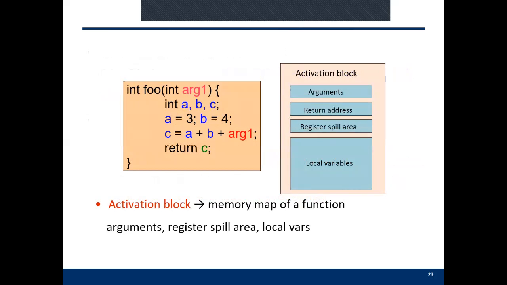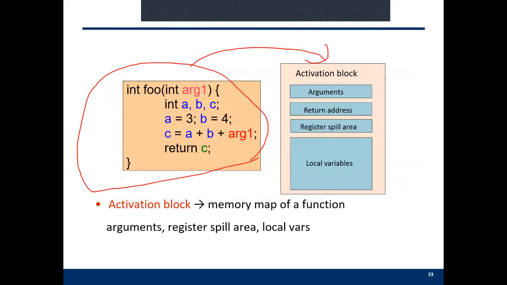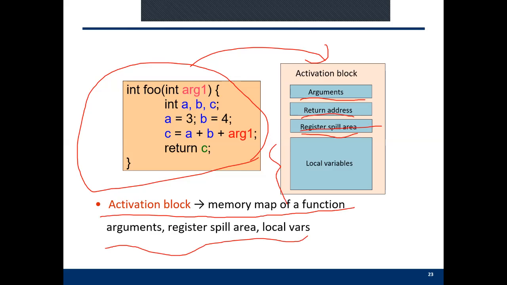So each function will be translated to an activation block. It has some arguments and a return address and some area to store the register content, so the register spill area, and also some local variables. So the activation block is actually a memory map of the function. You keep all the necessary variables and register data in that activation block. Of course, the activation block is in the main memory.